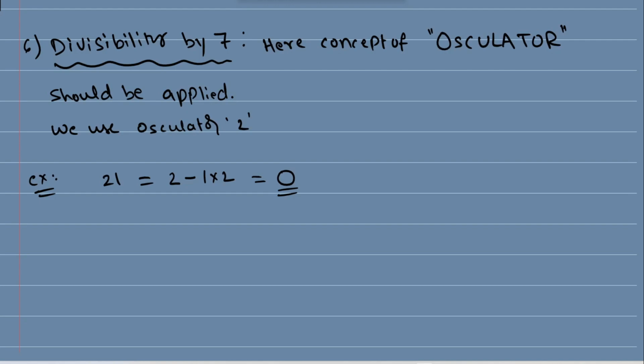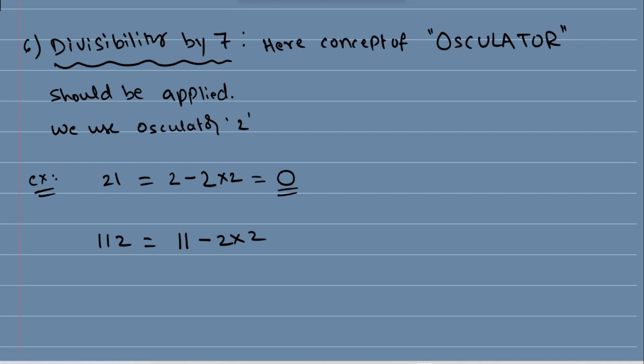Let's take a bigger number, 112. Take the first two digits minus 2 into 2. Sorry, for better clarification I will write that 2 first, because 2 is the oscillator, right?